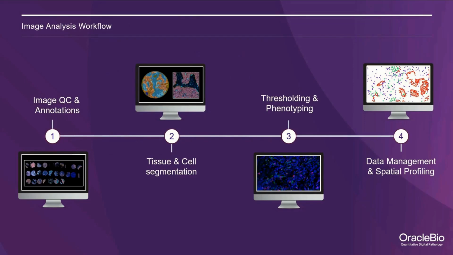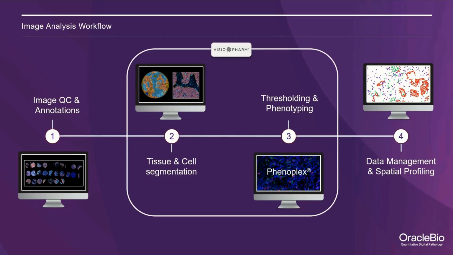At Oracle Bio, when we think of an image analysis workflow for multiplex IF studies, we think of four principal phases. These are image QC and annotations, tissue and cell segmentation, thresholding and phenotyping, and data management and spatial profiling. And in the coming slides, I'll dive a bit deeper into each of these areas. I'll also focus on how we are using Visiopharm software in steps 2 and 3, including the use of the new PhenoPlex module in Visiopharm to support thresholding and phenotyping.